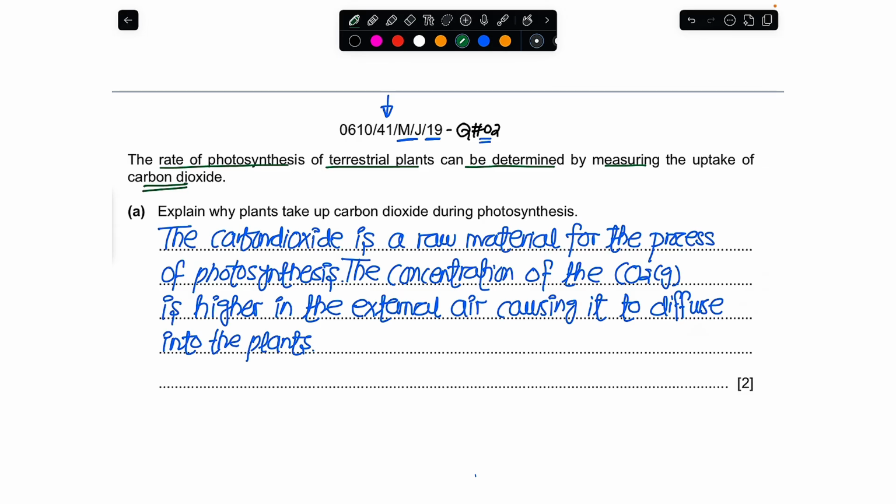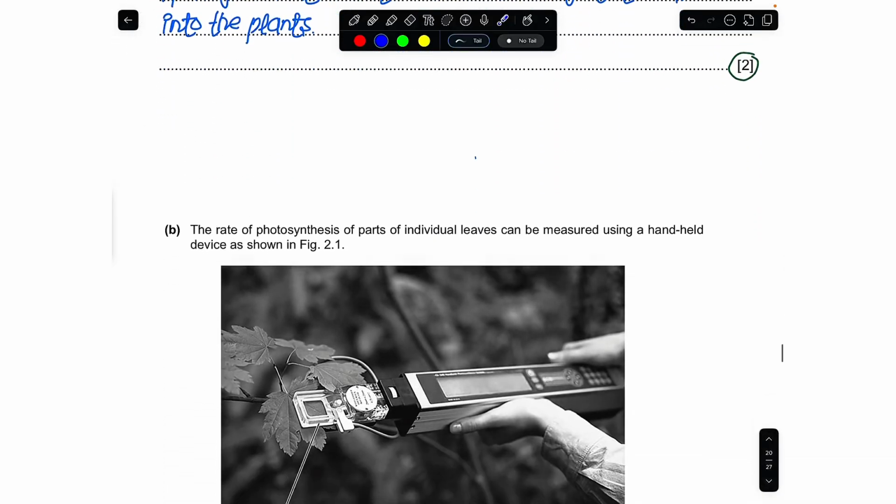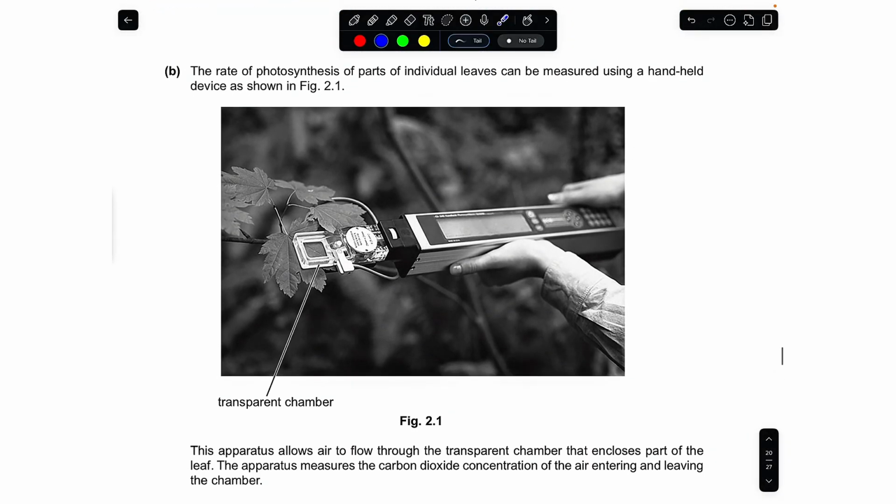more glucose would be made. Now, for a total of 2 marks, they want us to explain why plants take up carbon dioxide during photosynthesis. We know that carbon dioxide is a raw material for the process of photosynthesis. When the concentration of carbon dioxide is higher in the external environment, it would cause the CO2 to diffuse into the plants, where the CO2 later would combine with the water to make glucose and oxygen gas.